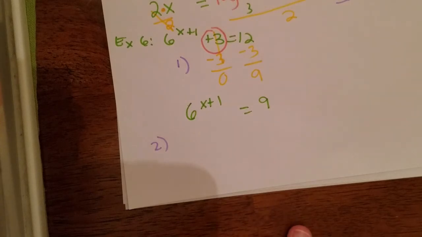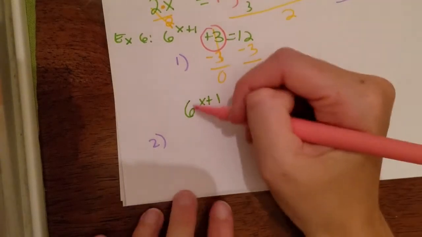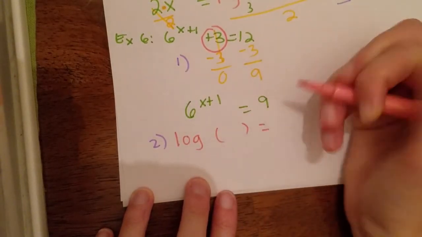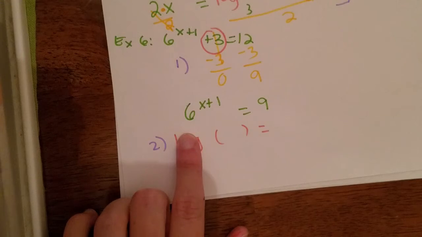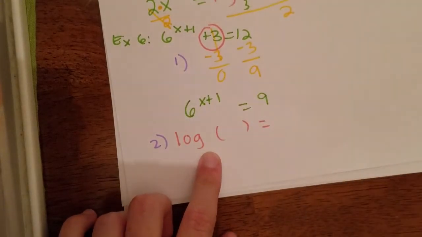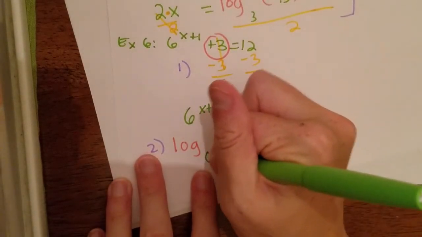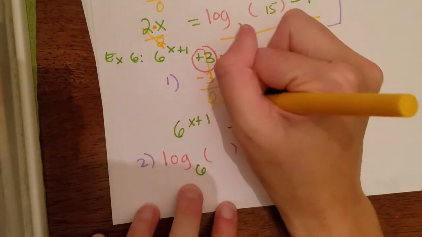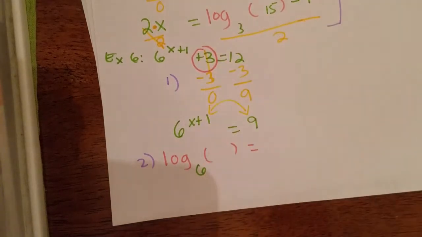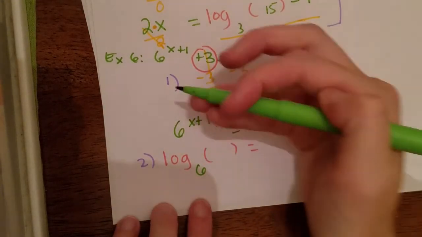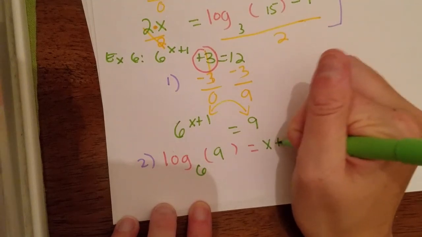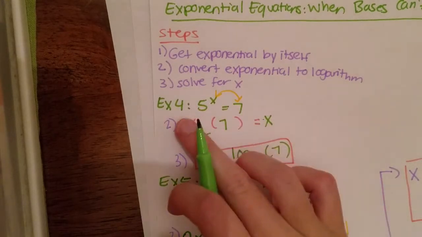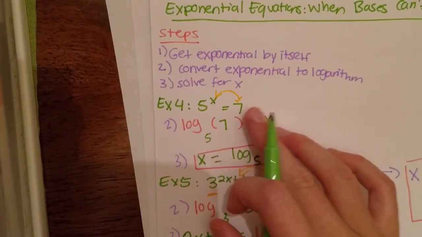Remember, I'm going to set this up. The log stays on the same side as your base, so it's going to stay on the left-hand side. And remember, the base of the exponential is the base of the log. The base of my exponential is a 6, so that will be the base of my log. And remember, these two will just trade places. So the 9 is going to hop inside of my logarithm, and the x plus 1 is going to hop on the other side. Then after we convert this into a logarithm, we have to solve it for x.